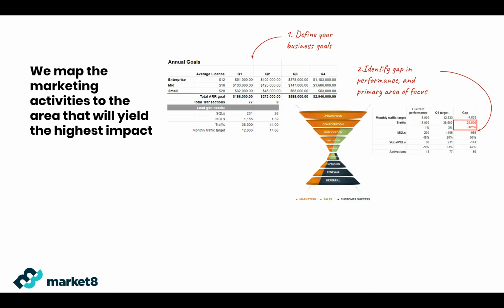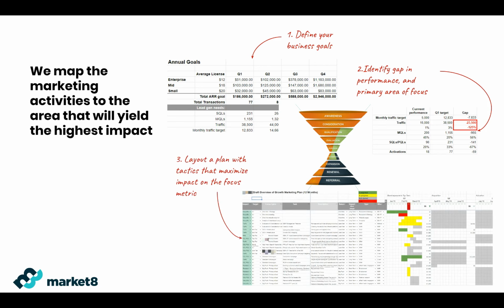Then we identify a gap in performance. How is this goal, for example for Q1, compared to your current performance? So we identify where the biggest gap is, because we can't do everything at the same time. Sometimes the goals are very aggressive, so someone has to divide and conquer. Say that we get Market8 to focus on traffic and MQL conversions. Once we decide that, we'll lay out a plan of tactics. Sometimes it's going to be a combination of things, but the more focused we are, the higher the impact, of course. And the plan will lay out specific tactics, budgets, and timeframes.